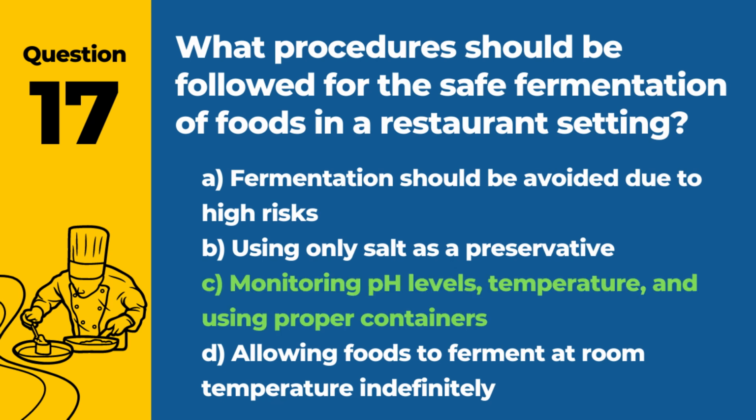Answer C. Monitoring pH levels, temperature, and using proper containers. Safe fermentation requires careful control of environmental conditions, including acidity, pH, temperature, and the use of appropriate fermentation vessels to ensure harmful bacteria are inhibited.